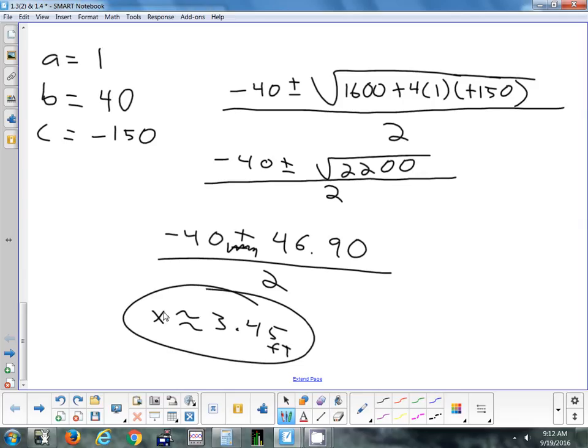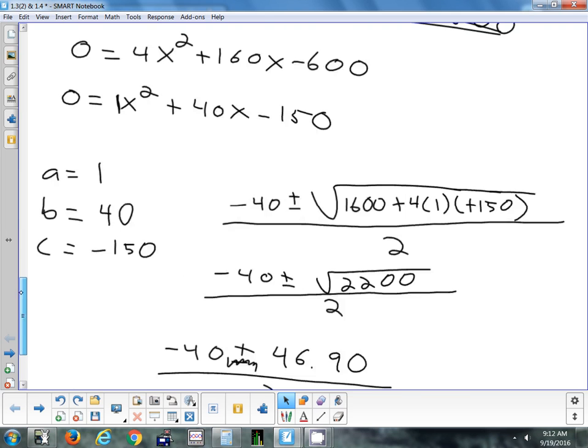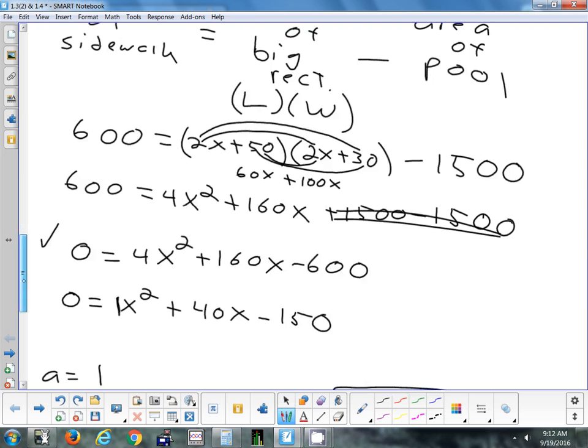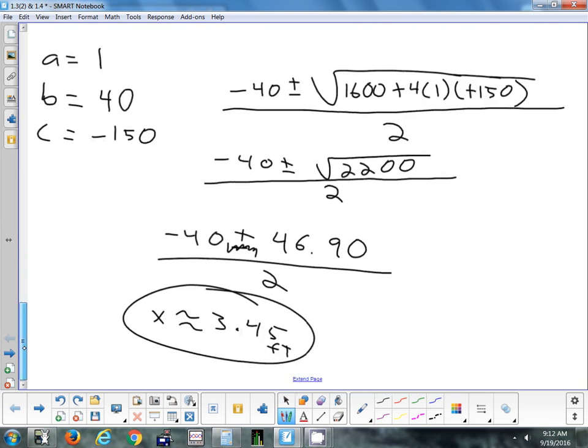Feet. That's the width of the sidewalk around the pool. Any questions on that? Okay, now I still have to set up this equation, but I didn't have to go through all this algebra. I could have stopped right here and plugged this in on my calculator. Okay? If they ask you to do it algebraically, then you have to continue on the way we did.